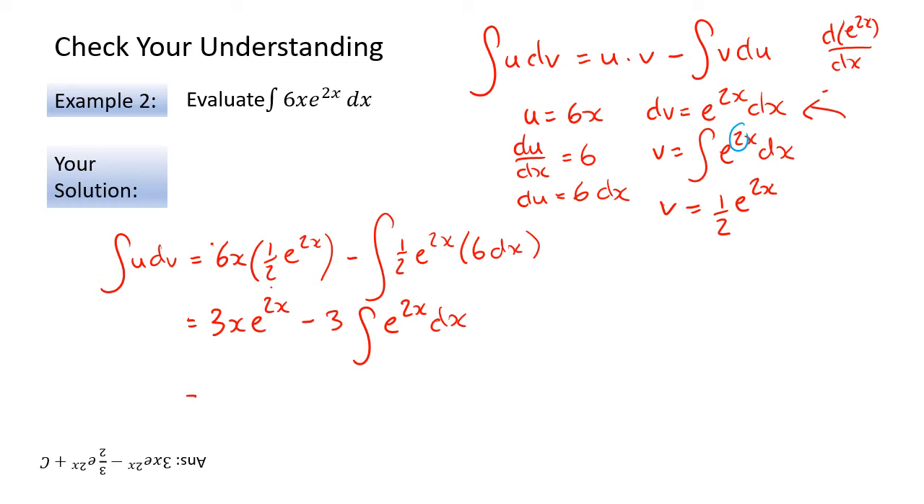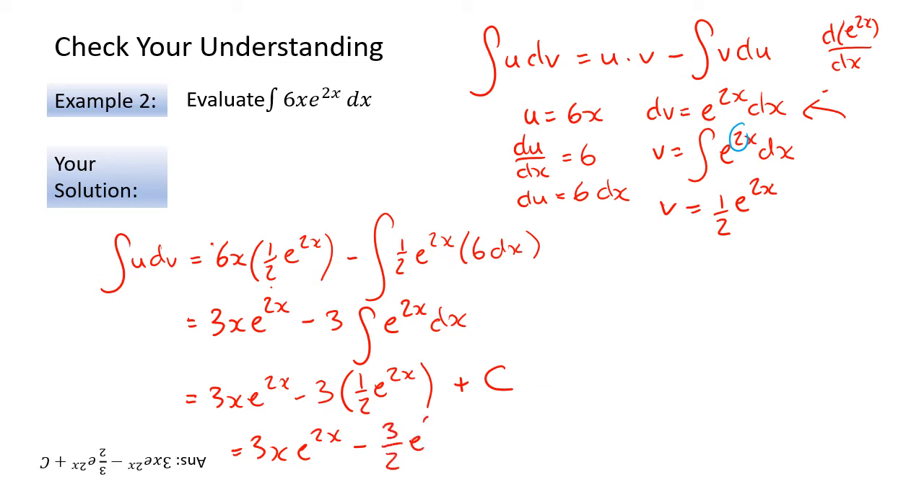So our next step now is we have 3x e to the 2x minus 3. Remember, the integral of this is exactly the same as what we've already done, 1/2 e to the 2x. And then obviously at the end, now we're at the very end of the problem, we can add a constant. So if I wanted to simplify this one step further, I'm just going to do 3x e to the 2x, and I'm going to write the second term as one fraction. So 3 times 1/2, we have minus 3 over 2 e to the 2x, and then plus a constant.